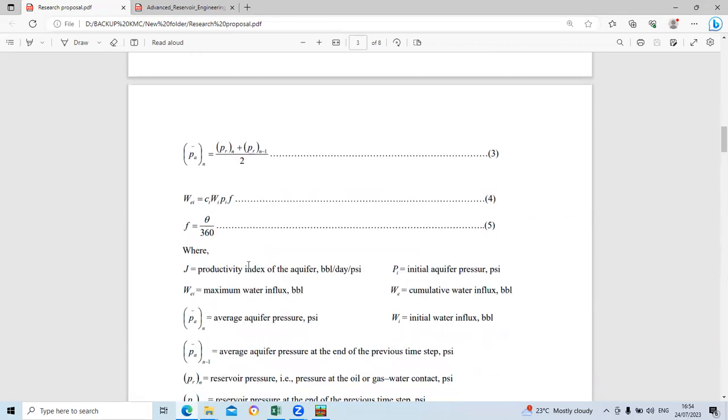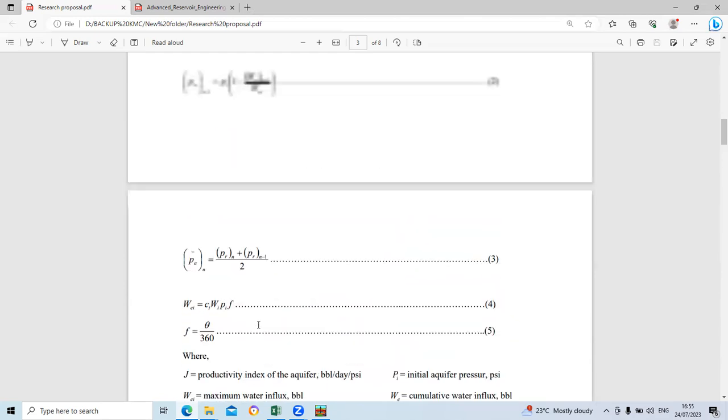From there they can calculate the maximum water influx. This is the formula for calculating the maximum water influx, and theta is the encroachment angle, the angle at which the water is getting into the reservoir. Is it 90 degrees, 60 degrees, 70 degrees, and so on. So they also have to note the encroachment angle.